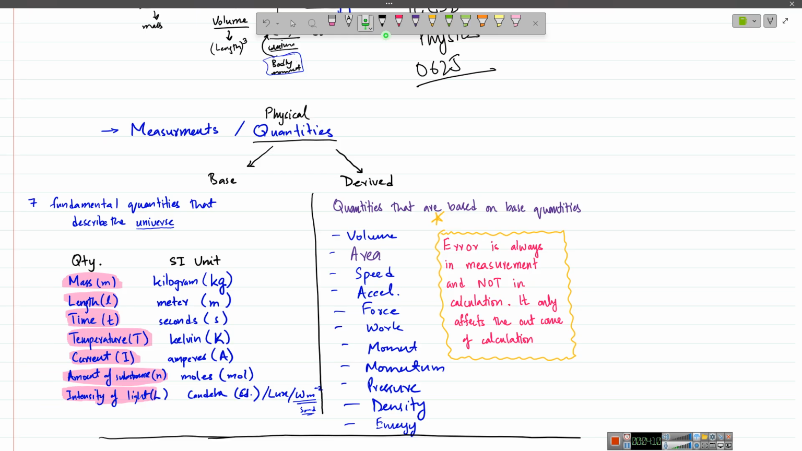Now, what are derived quantities? These are the quantities that are based on base quantities, right? In other words, they are taken out from the base quantities.